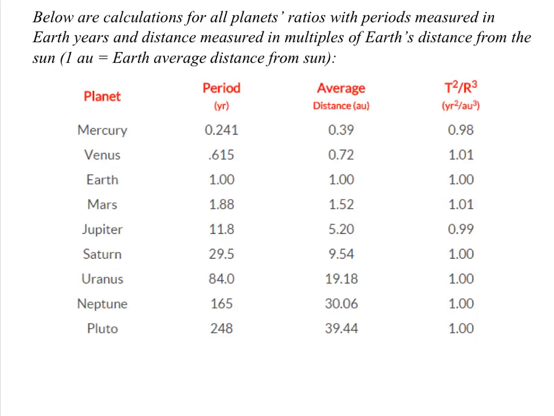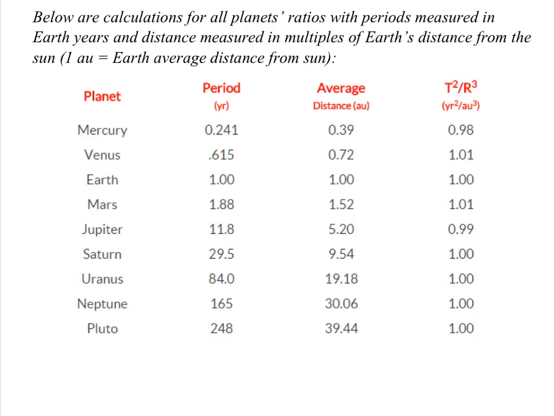AUs, astronomical units. Okay, I actually forget. I think it's the Earth unit. Yeah, it's the distance the Earth is from the sun. So 1 AU is the distance the Earth is. Well, Pluto is 40 times further out than we are. 40 times further out. So as a result, it takes a lot longer time.